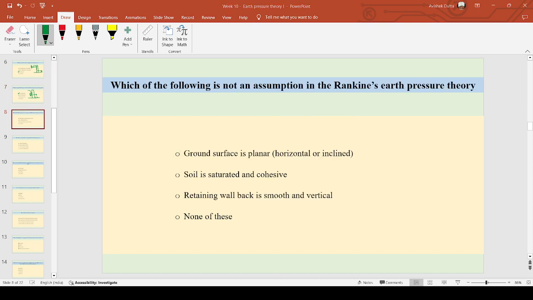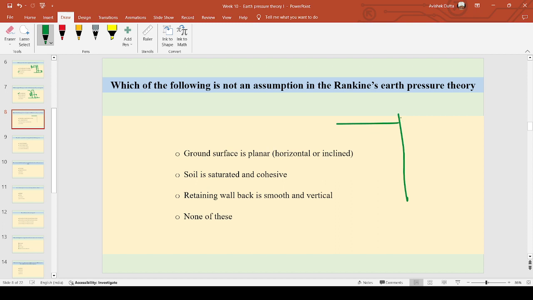Which of the following is not an assumption in Rankine's earth pressure theory? What is the answer? B, sir. Soil is saturated and cohesive. It is wrong, right? It should be dry and cohesionless soil. So soil is homogeneous, infinite, dry, and cohesionless. That is the assumption in Rankine's earth pressure theory. The ground surface is planar, obviously.